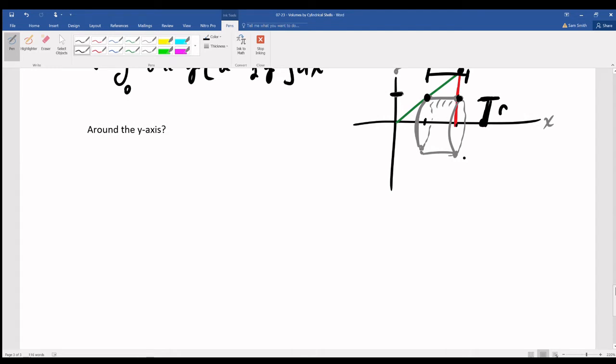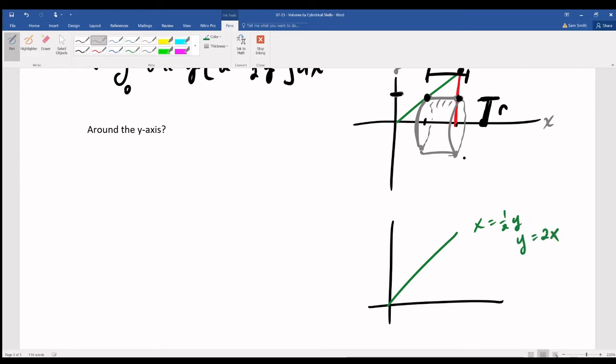So once again, for method of washers, I'm going to start by getting a sketch that represents one particular cross-section of this region. So here comes my axes. Here comes my green line, which you can think of either as x equals 1/2 y or y equals 2x. Here comes x equals 2. And we found in the previous video that these two cross at y equals 4. So we are now spinning this region around the y-axis.